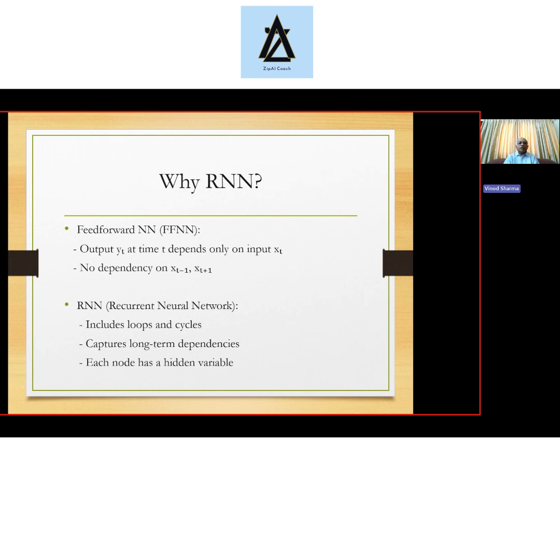In RNN, the recurrent neural networks that we are studying in today's lecture, there are loops and cycles, unlike in feed-forward networks where there are no loops and cycles. Because of loops and cycles, these can capture long-term dependencies in the data. And that is done by each node, the hidden node in the network, having a hidden variable, which we will call the state of the node. So the state keeps the past information, which will be used for output at time t as well.